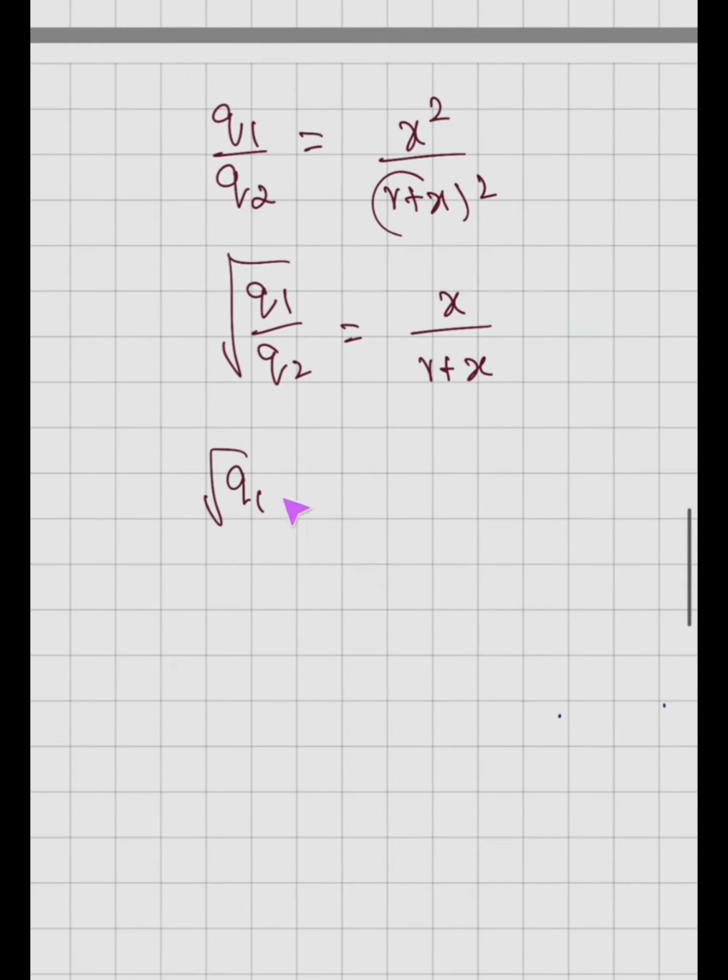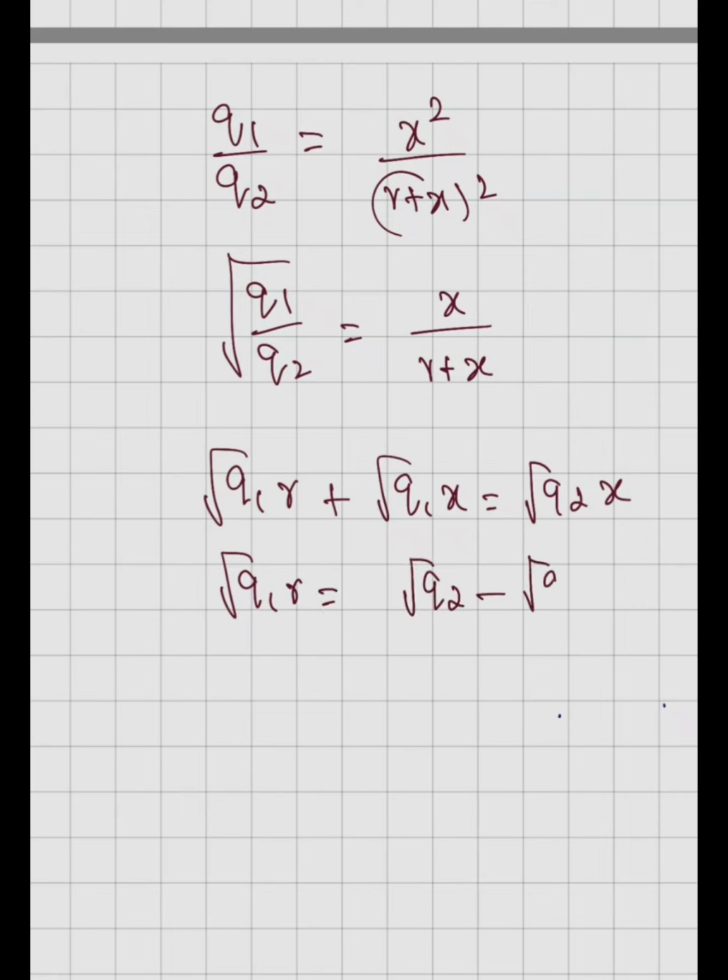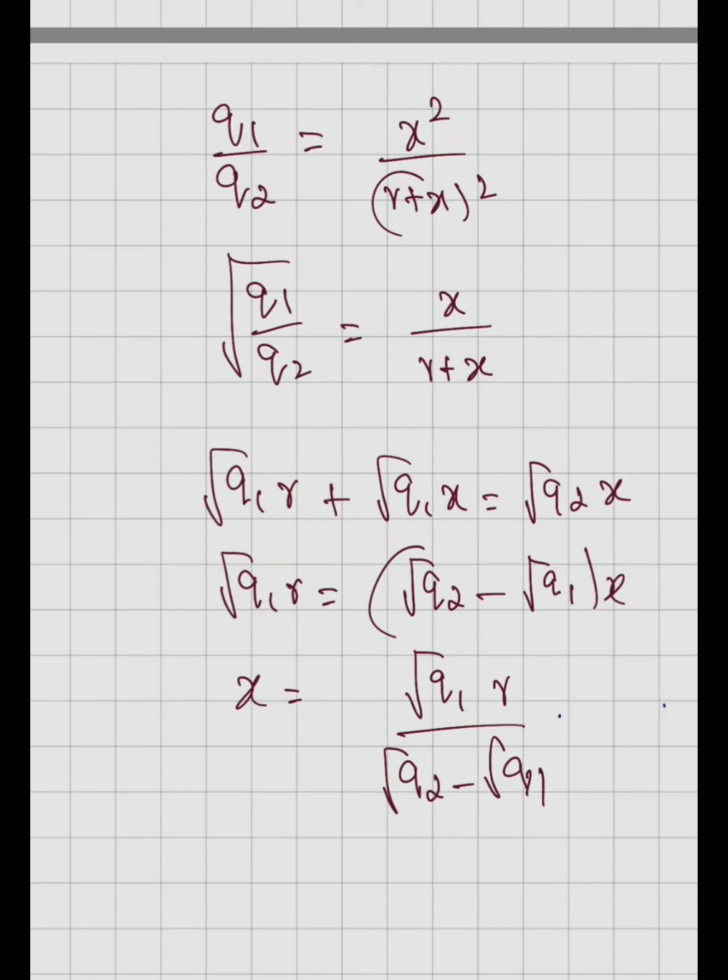So it's root q1 into r plus root q1 into x equals root q2 into x. So root q1 into r equals root q2 minus root q1 into x. Therefore x equals root q1 into r by root q2 minus root q1. So in the case of unlike charges, the position of the null point is given by x as per the corresponding equation. Okay, thank you.